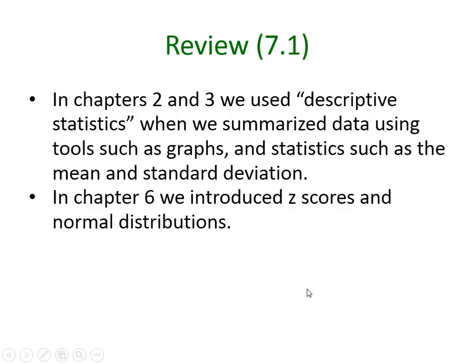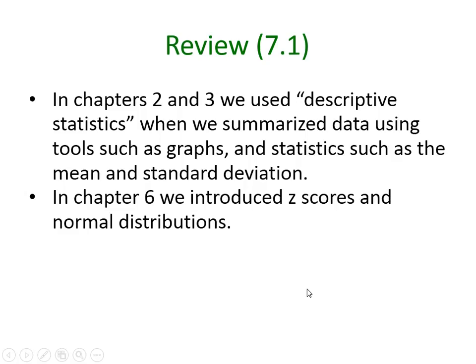In Chapters 2 and 3, we used descriptive statistics when we summarized data using tools such as graphs and statistics such as the mean and standard deviation. We looked at the statistics of our test scores, the mean, the standard deviation, and the different quartiles, to describe how you did on your test. We could have made a bar graph showing how many A's, B's, C's, D's, and F's we had to describe what that data looked like. And we would have noticed that we had a skewed data set. It wasn't going to have that nice normal distribution, because we definitely had a lot of people who did real well on the test. That's what we've talked about so far in Chapters 2 and 3.